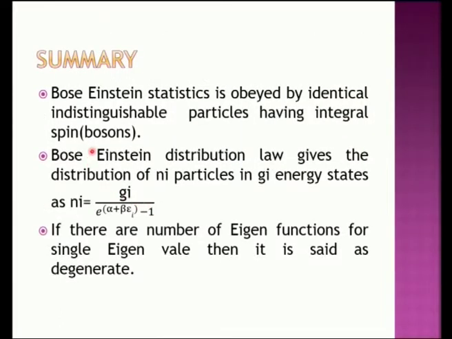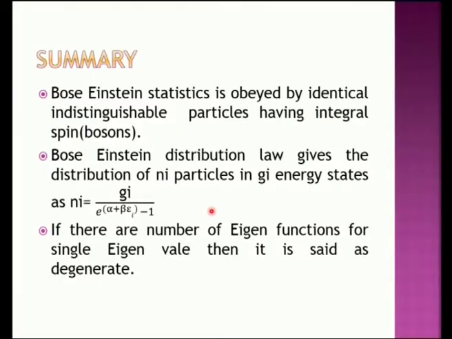Bose-Einstein statistics is obeyed by identical indistinguishable particles having integral spin, called bosons. The Bose-Einstein distribution law gives the distribution of n_i particles in g_i energy states as n_i is equal to g_i by (e power (alpha plus beta epsilon_i) minus 1). This is the formula used to calculate the distribution of n_i particles in the g_i energy level. If there are a number of eigenfunctions for a single eigenvalue, it is said to be a degenerate state. If there is no degeneracy, g_i is equal to 1.